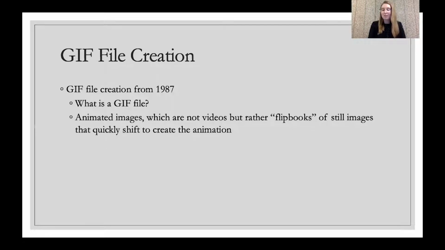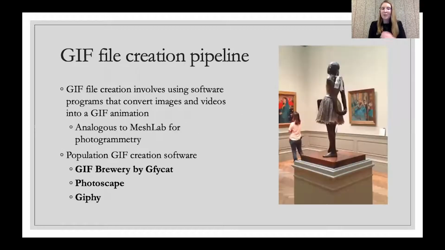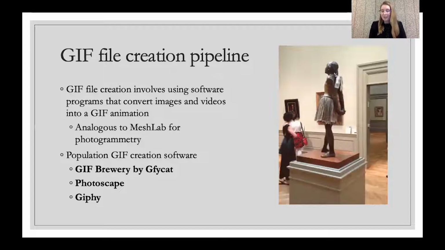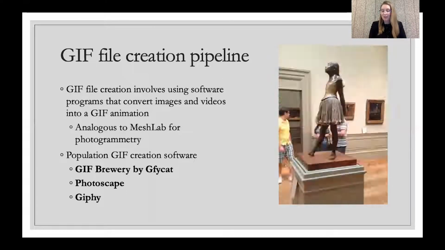GIF file formats also allow animated images, which are not videos and do not have sound, but are rather flipbooks of multiple images that create shifts in the animation, shifts in motion that mimic an animation. They're animated images, but not videos, but flipbooks of still images that can be integrated similar to photogrammetry. Looking therefore at the GIF file creation pipeline. The GIF file creation involves using software programs that convert images and videos into a GIF animation.